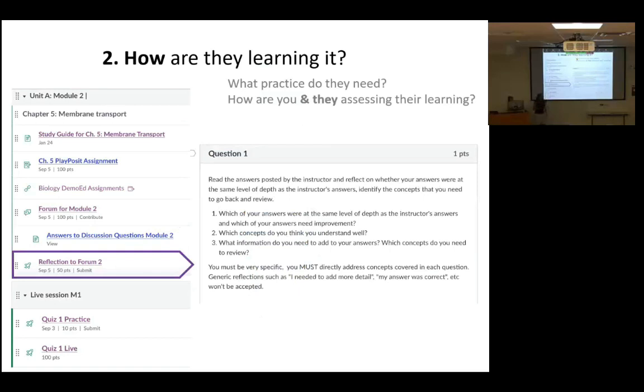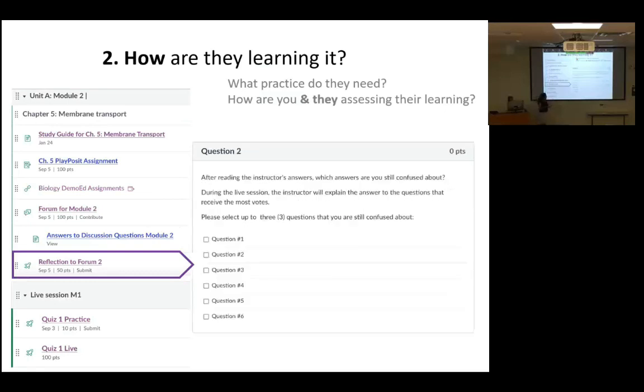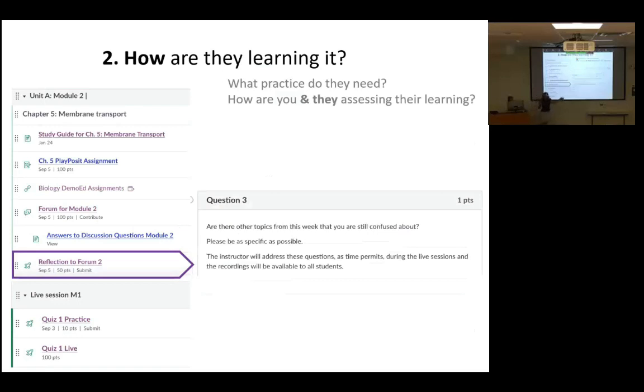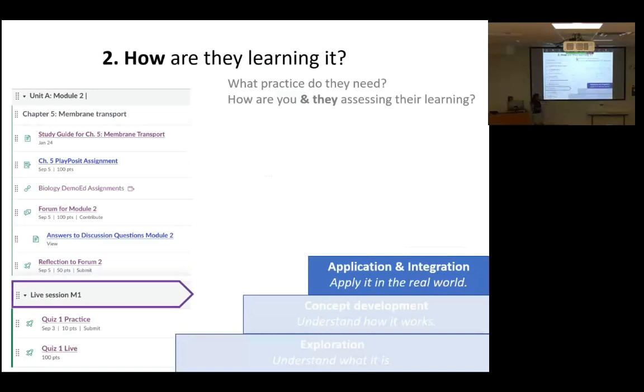And then there is a reflection activity where I walk students through that process of comparing their answers to mine and figuring out what are the concepts that they got and what are the concepts that they need to go back and revisit. So they complete this reflection. In that reflection, I also ask them if there are any questions that they're still confused about that they will want me to go over in class, and any other questions in general that they will want me to answer during class.